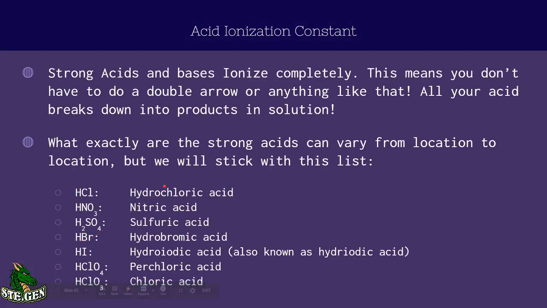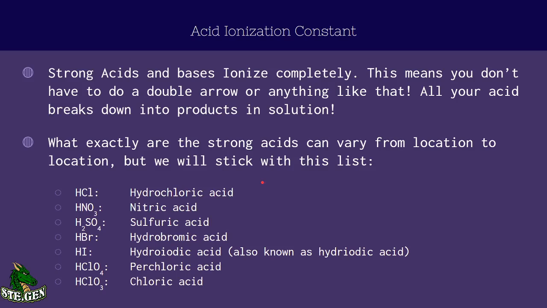Now, for strong acids and bases, they ionize completely. So again, you don't use a double arrow or anything like that. Actually, what you do is you just turn all of your acid into products. That's it. Everything that is there disappears and turns completely into products. So you don't have to do an X or anything like that.